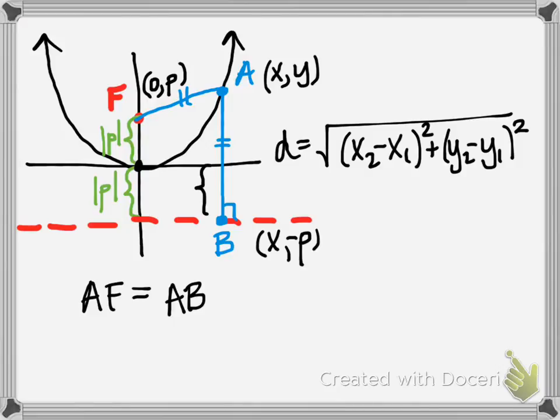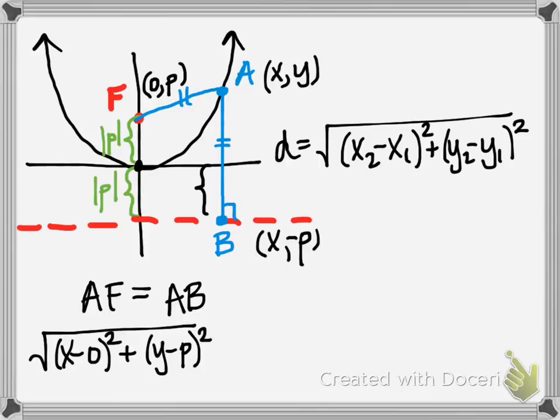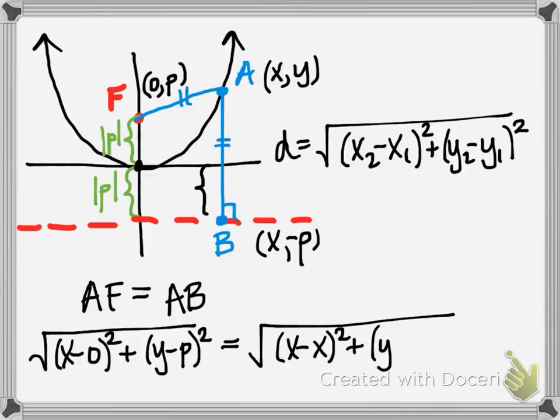So let's start from A to F using our distance formula, and let's calculate that distance. So starting with point A, that would be the square root of the quantity x minus 0 squared plus y minus p squared. That would be the distance from A to F. And now that distance must equal the distance from A to B. So using the distance formula from A to B, we'll have the square root of x minus x, the quantity squared, plus y minus negative p, the quantity squared.